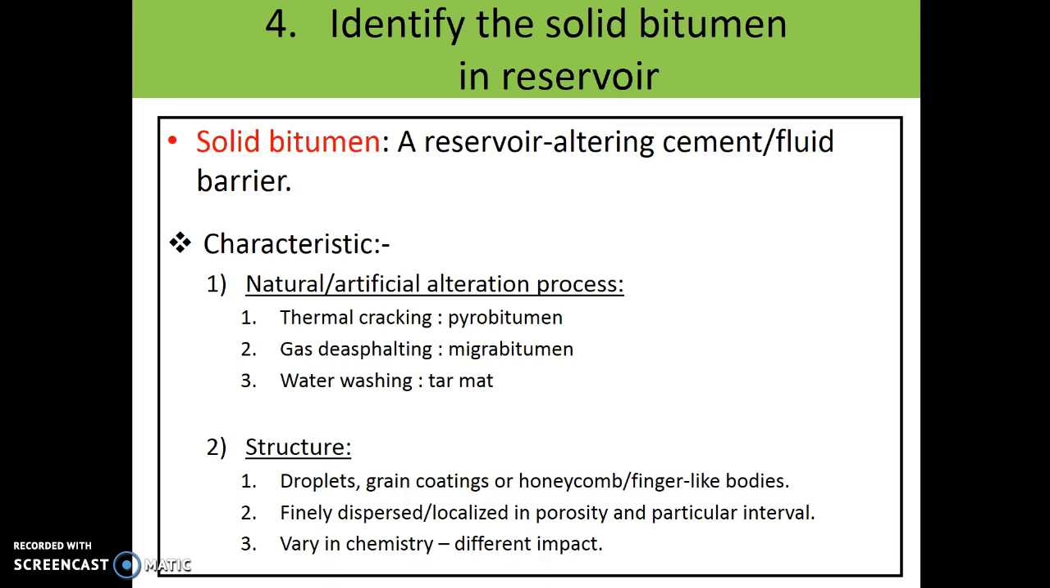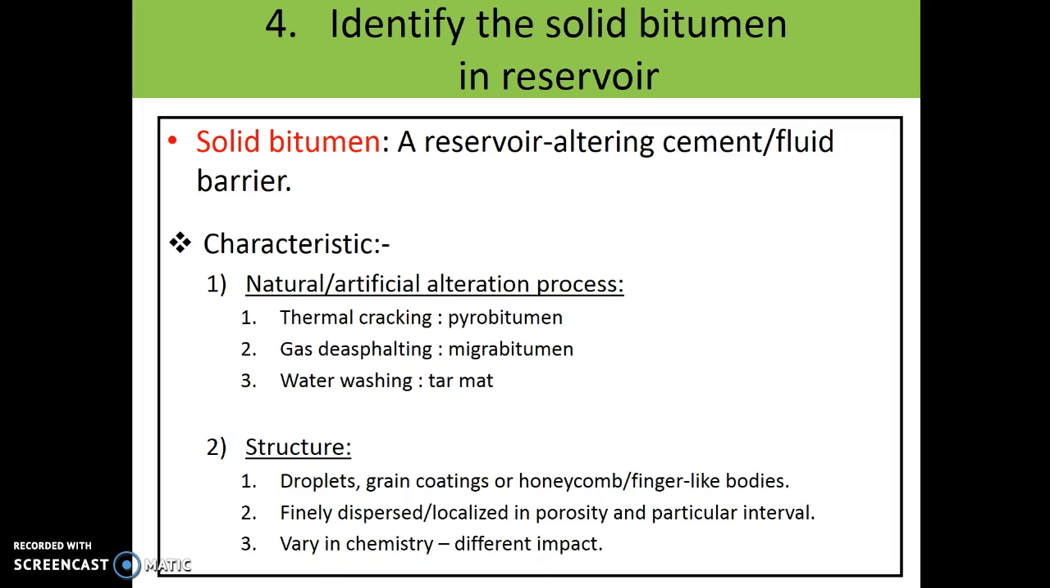Alright, as the last duty for a petroleum geochemist in the development team, you would need to identify the presence of solid bitumen in the reservoir. Solid bitumen here refers to a reservoir-altering cement or fluid barrier. The characteristic is that it is formed by natural or artificial alteration processes: by thermal cracking, which forms pyrobitumen, by deasphalting, which will form migrabitumen, and by water washing, which will form tarmat.